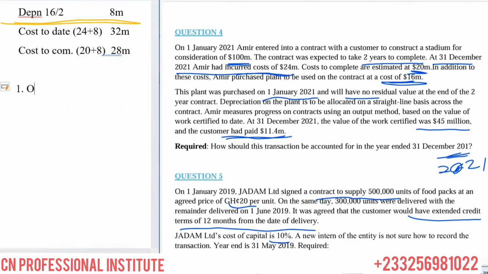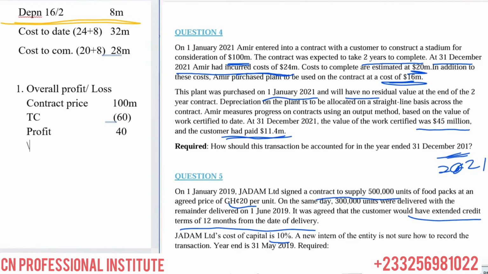Number one is overall profit or loss. And how do we do it? We said contract price. What is the contract price? 100 million. Total cost. What's our total cost? It will be the new cost to date and cost to complete. So 32 plus 28, which is 60. So we have 60 million, and overall profit of 40.